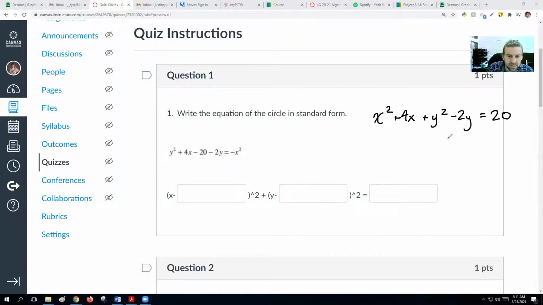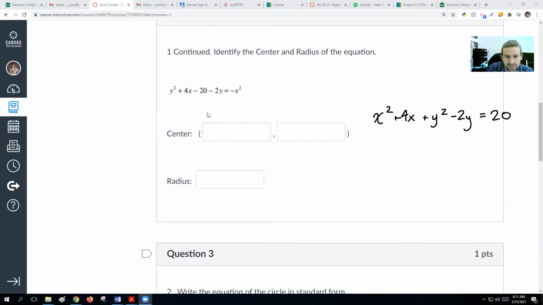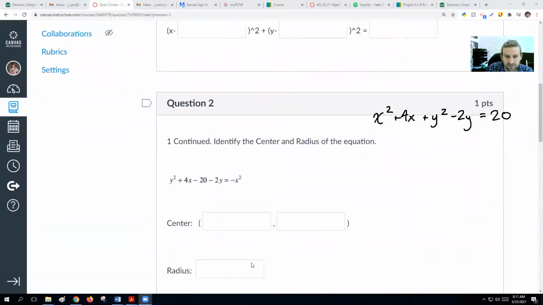Okay. Put your blanks in and complete those out. Same thing here. Oh, actually, no, it's the same problem. Once you get the equation, you want to identify the center and the radius.